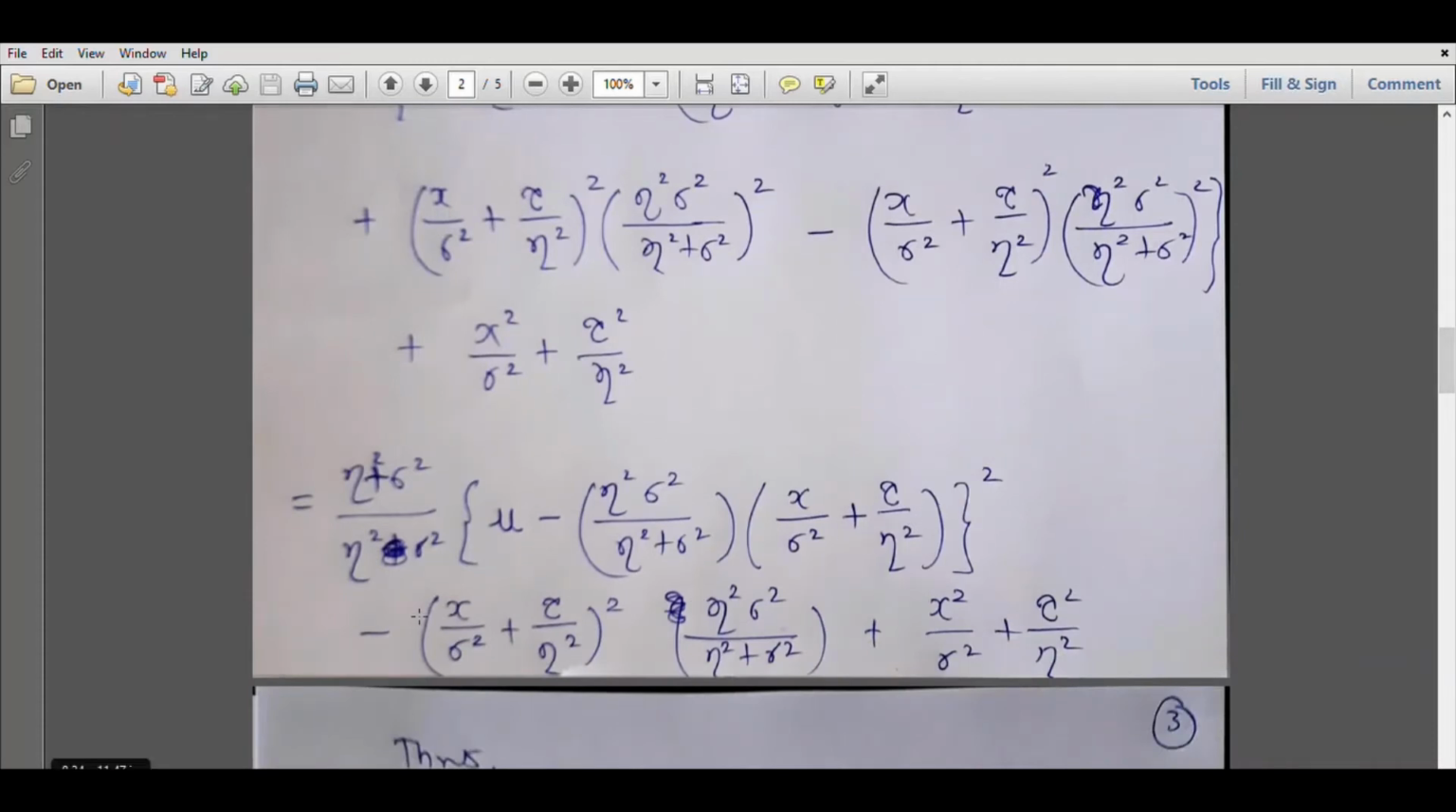So finally out of the bracket what will I get? I will have minus (x by sigma square plus tau by eta square) whole square into, because of this square and the cancellation of the term outside the brackets, eta square sigma square upon eta square plus sigma square, and now plus these two terms as they were. So at least we have got one square term here like this, and now what we need to do is adjust these two terms. Okay, so let us continue the discussion.